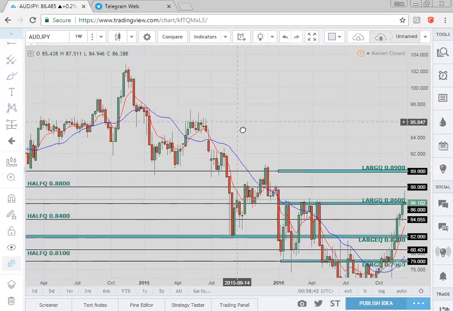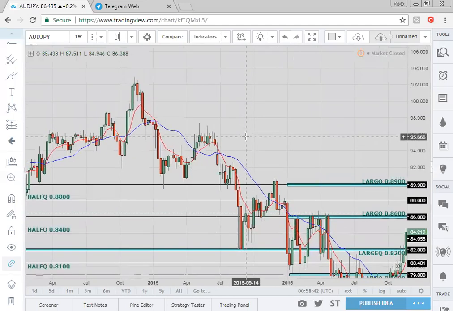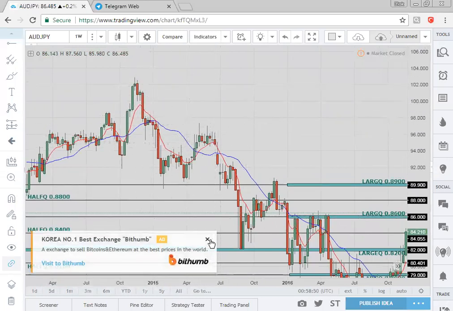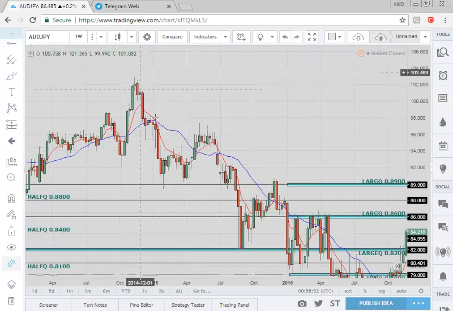So what are the criteria to know when price is in the downtrend? When it keeps giving us lower highs, it's in a downtrend. What do I mean by lower highs? Look at this high here.